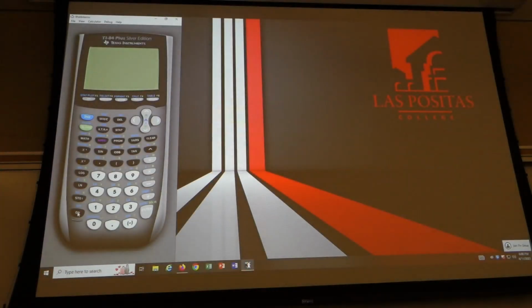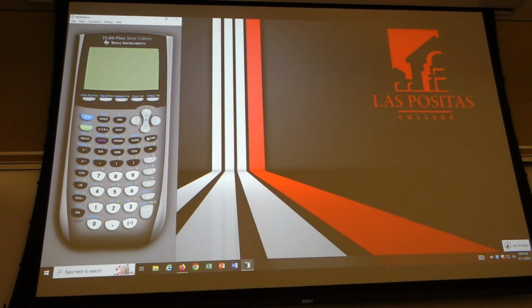So here's my calculator. I'm going to go to stat test. Do it with me if you can. Stat test. And I'm going to go down to two proportion Z test. So I'm going to arrow down to two proportion Z test, number 6. Everybody there? Yeah. And I'm going to hit enter.